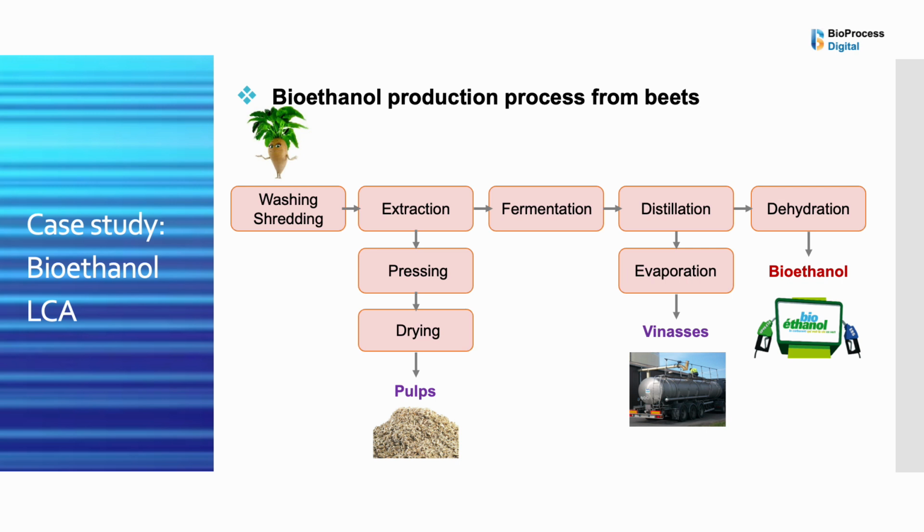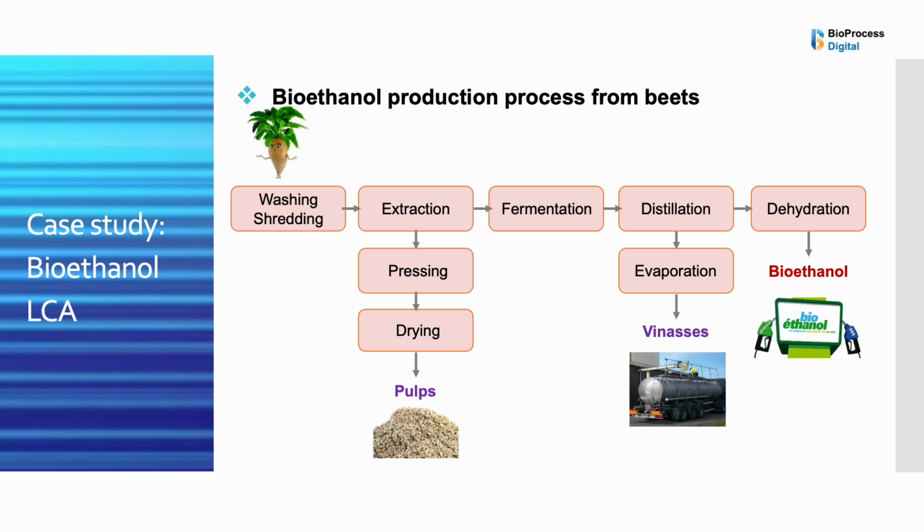The industrial process for producing ethanol from sugar beets includes the following operations: washing and shredding the sugar beets, extracting the sugar, fermenting the sugar to produce ethanol, distilling the fermentation mash to recover the ethanol, dehydrating the ethanol to obtain a fuel. The ethanol production process generates two byproducts that are treated for valorization.